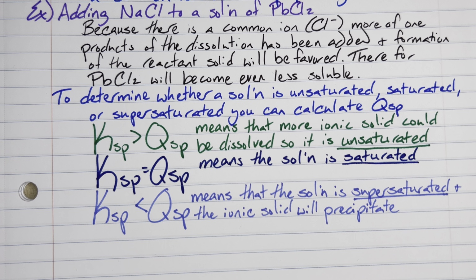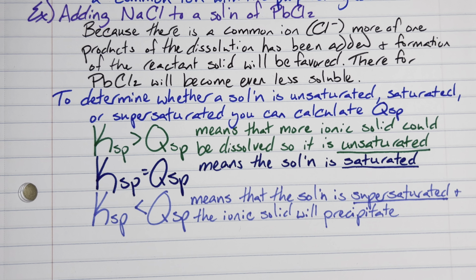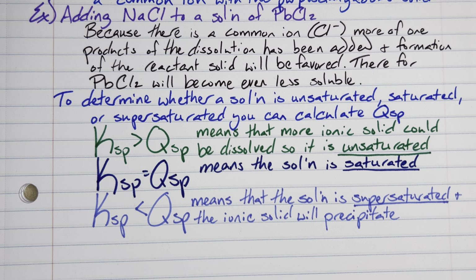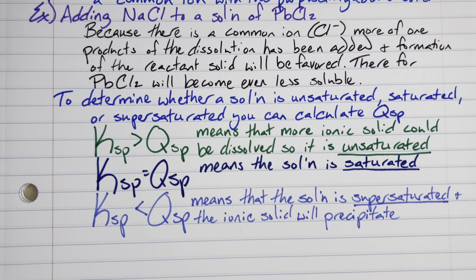And finally, if our KSP is less than the QSP, that means that we have gotten more of the dissolved ions into the solution than ought to be available at that particular temperature, and thus the solution would be supersaturated, and we are going to precipitate out any extra of the ionic solid that should not be able to be dissolved at that particular temperature.